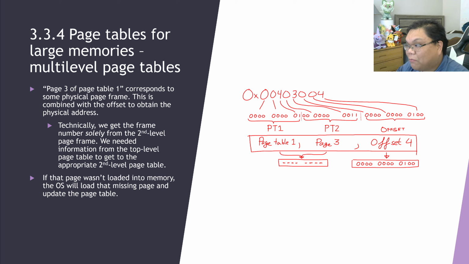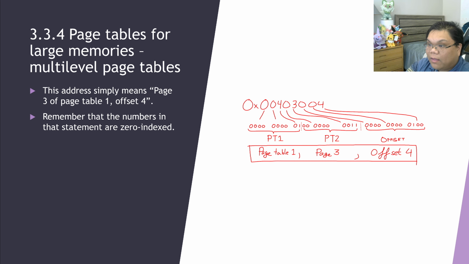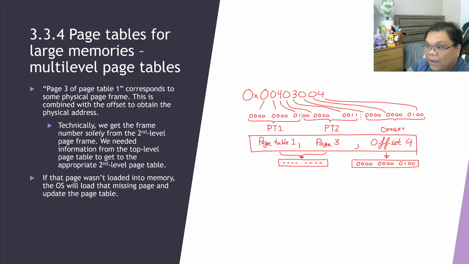We combine that with our offset so that we convert page 3 of page table 1, offset 4, into frame 67, offset 4. Technically, we get the page frame number solely from the second level page table. We just needed information from the first level page table to figure out what second level page table to access. So there are 2 arrows going to here when it really should be just 1 arrow.